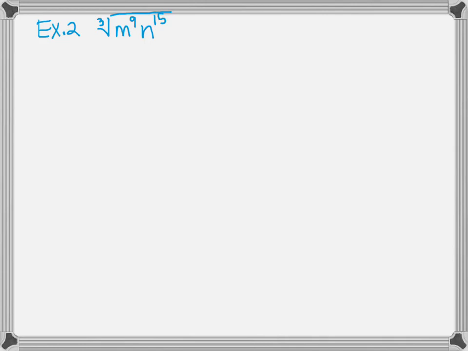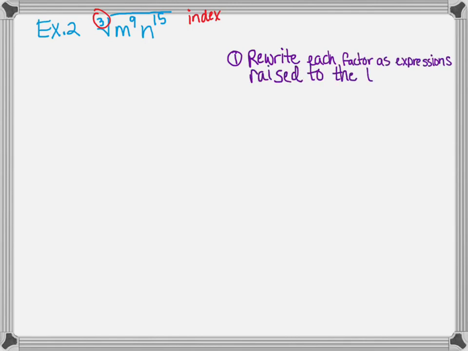Example 2. Let's take the cube root or third root of m to the 9th n to the 15th. So here we're taking the third root. Remember, these numbers outside the radicals are called indices, or in singular form it's an index. So first, let's rewrite each factor as expressions raised to the third power, since we're taking the third root. So I can rewrite m to the 9th as m cubed cubed, and I can rewrite n to the 15th as n to the 5th cubed.